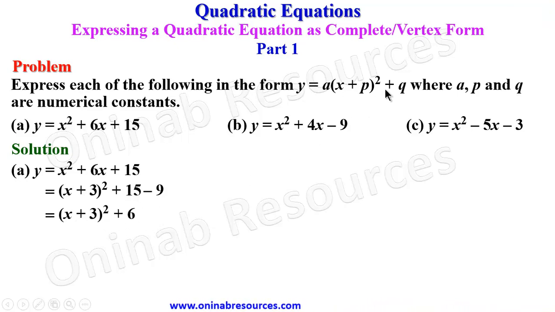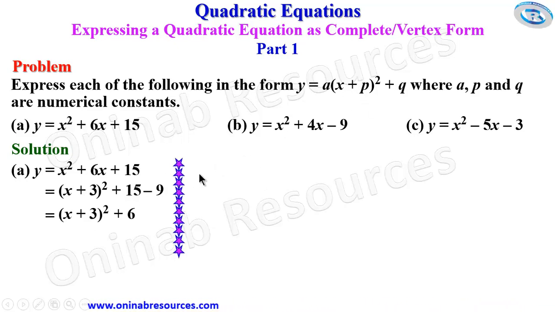This is already in the form a into x plus p all squared plus q. We said in the beginning, since the coefficient of x squared is 1, our a is automatically 1, and we need not write it there. So our p is 3 and our q is 6. We then go to b.